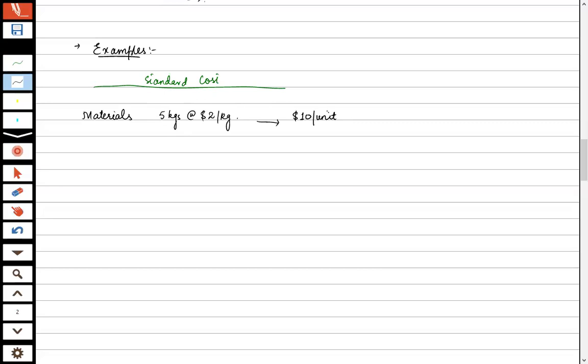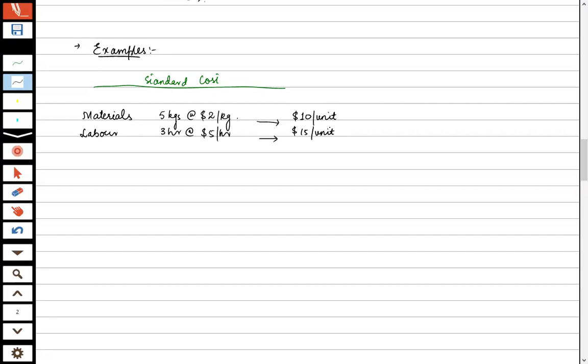Then obviously labor has to work to produce the units. So let's suppose they have established that labor will require 3 hours to produce a single unit, and the hourly wage rate would be $5 per hour. So it would be $15 per unit.